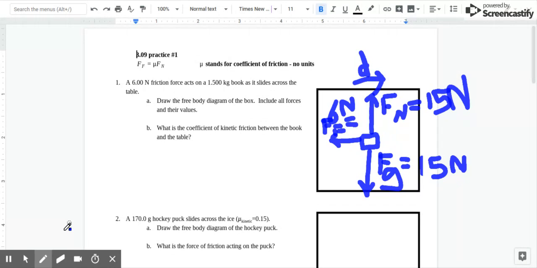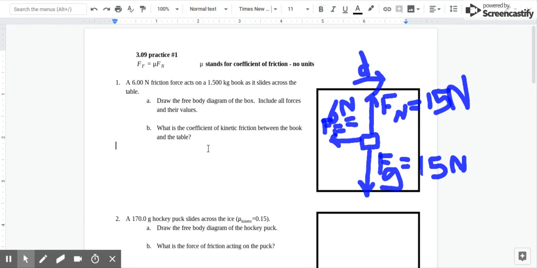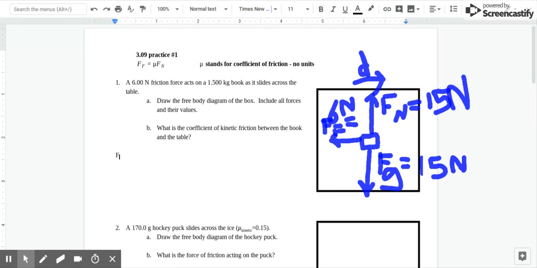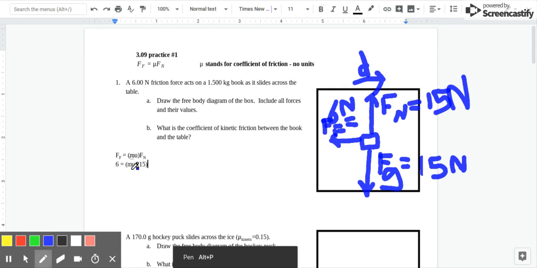The next part wants to know what is the coefficient of kinetic friction between the book and the table. So we know force of friction is equal to, I'm just going to write mu times normal force. So it should be pretty easy. We're just going to plug numbers in. Force of friction is 6, so that's equal to mu times our normal force of 15. We're just going to divide both sides by 15.